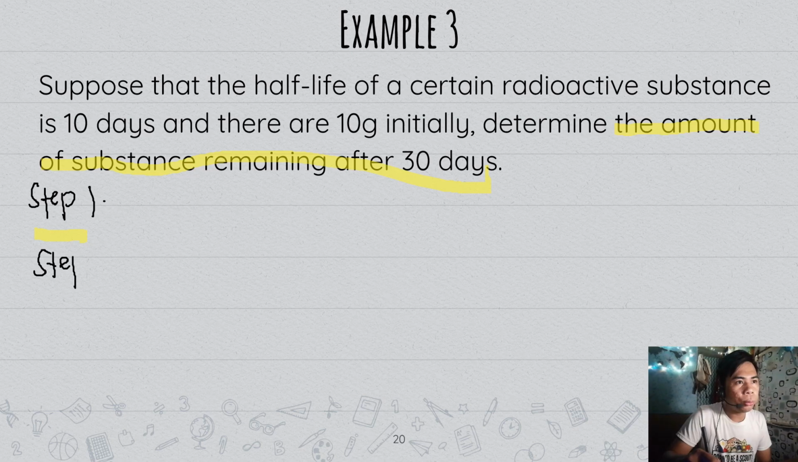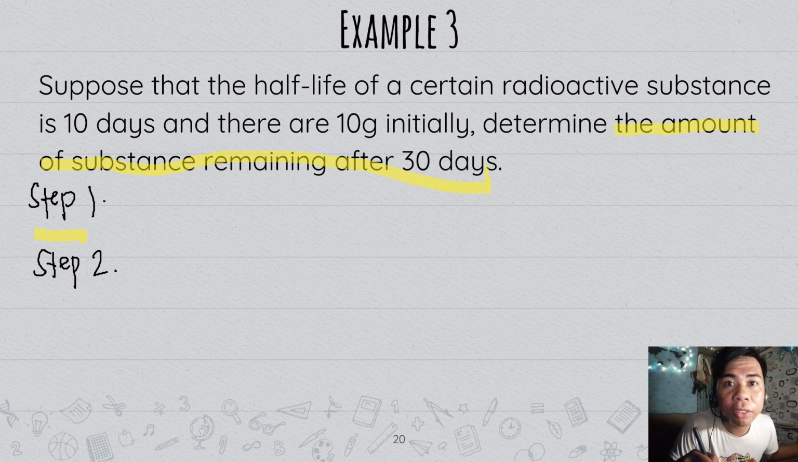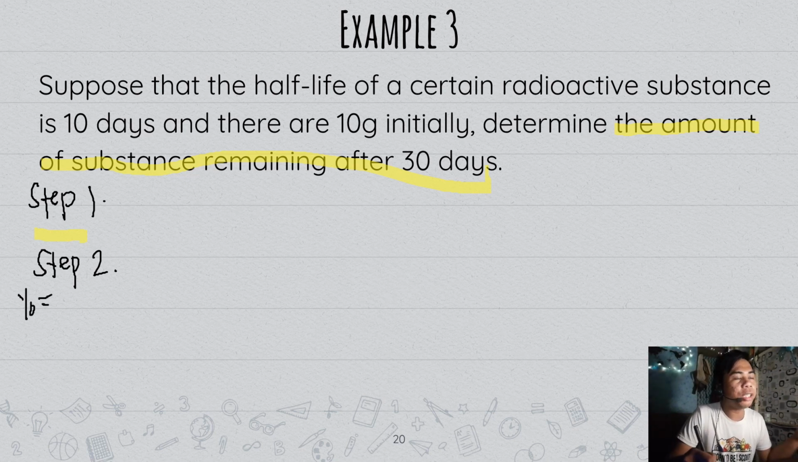For step 2, what are the givens? I actually removed the given data in step 1 because all you have to do is to write it in step 2, but it's labeled correctly. So it's better to write it in step 2 so you have it clearly, right? So the initial amount, the y sub 0, would be 10 grams.